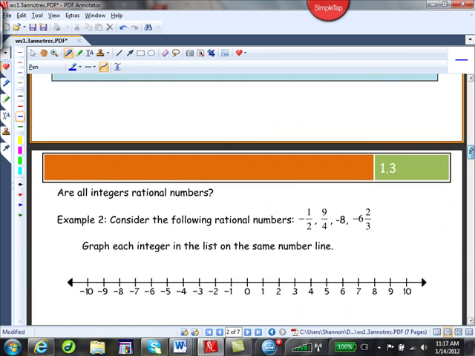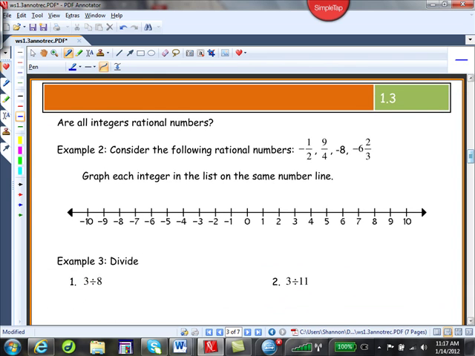All right. Are all integers rational numbers? I think we answered that before. Yes, and that's when we were doing 2 over 1 is the same as 2, so yes. Which means that the set of integers is a subset of the rational numbers.